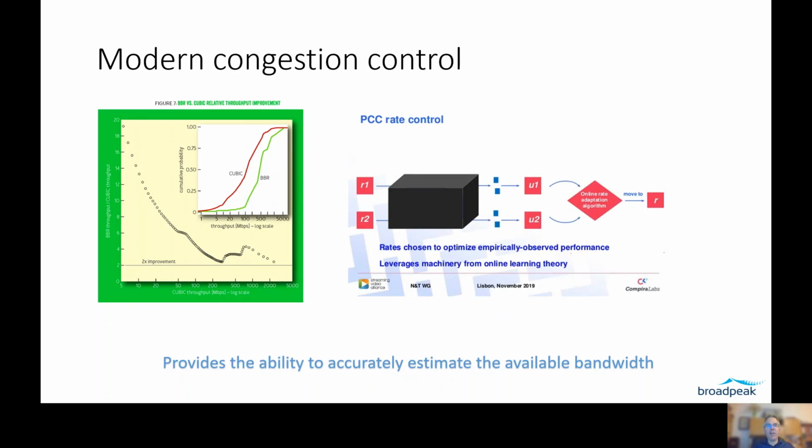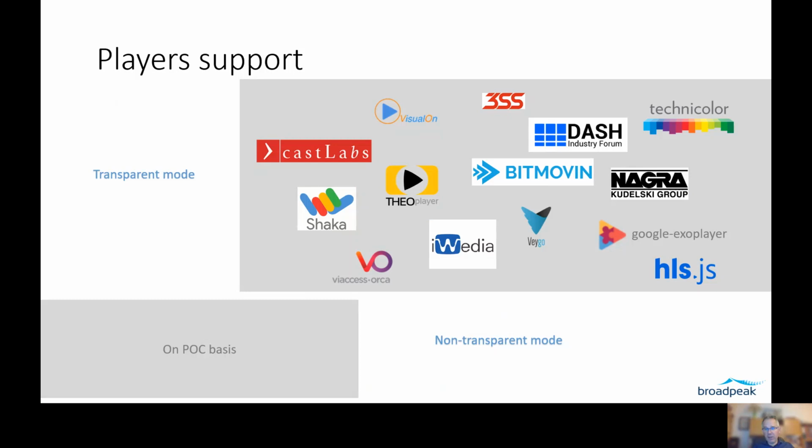We rely, as I said, on a modern congestion control that is capable of estimating the bandwidth finely, correctly, and accurately. This is BBR, of course, but PCC is another congestion control that is quite accurate actually. A lot of players support S4S, this way to do the transparent mode basically. For non-transparent mode, we're on a POC basis, right? We currently have 2 POCs running, and it requires, as I explained, a modification of the player.